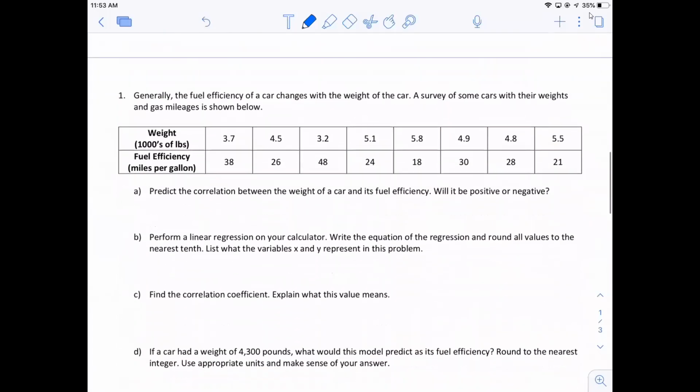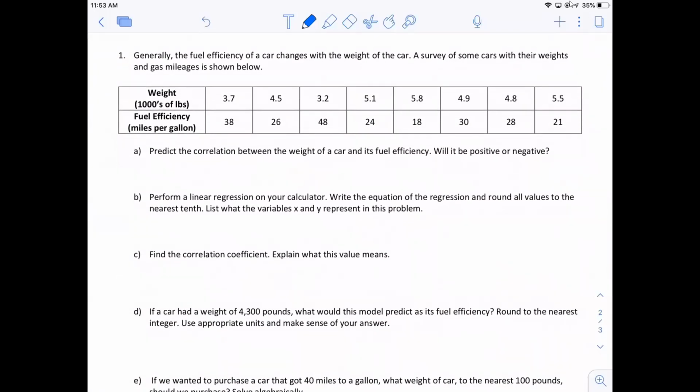So let's take a look at two examples. Number one here, we've got the fuel efficiency of a car changes with the weight of the car. Predict the correlation between the weight of a car and its fuel efficiency. Will it be positive or negative?